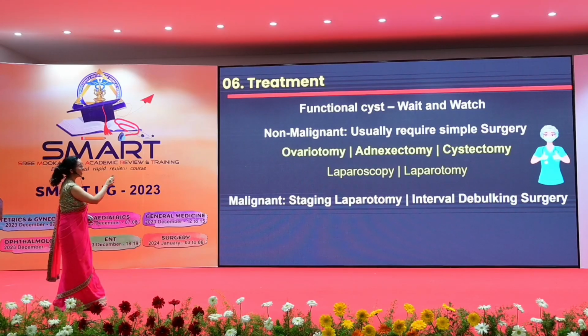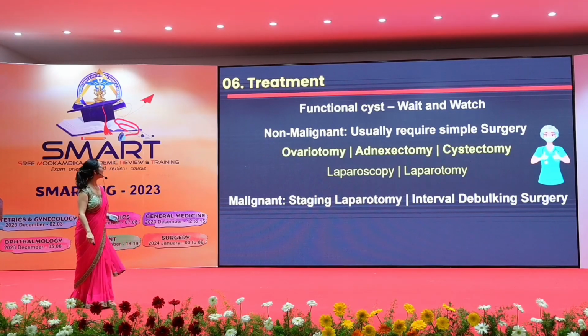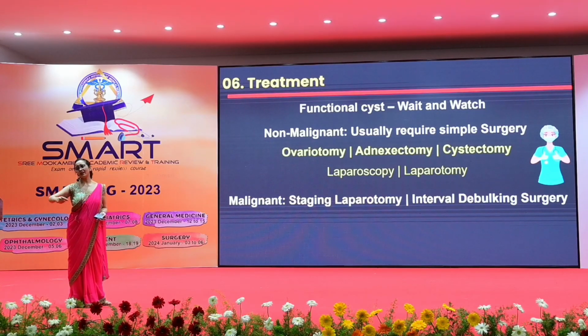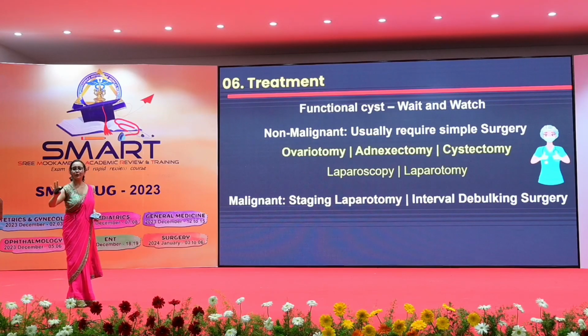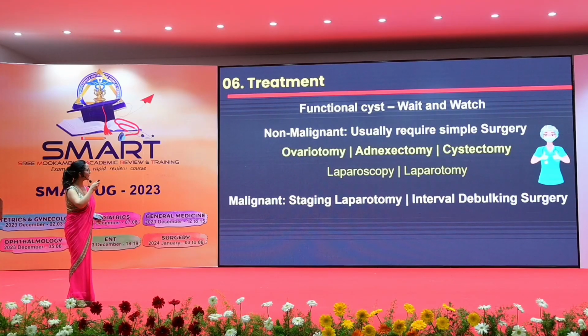Treatment. If it is a functional cyst, what is the treatment? Shout it loud. Wait and watch. No treatment at all. If it is not malignant, even if it is not malignant, it may require some kind of surgery, but usually it is a simple surgery. It can be removal of the entire ovary, removal of tube and ovary together, which is called adnexectomy, or just enucleation of the cyst, which is called cystectomy. It can be done laparoscopically, or by laparotomy, meaning opening the abdomen.